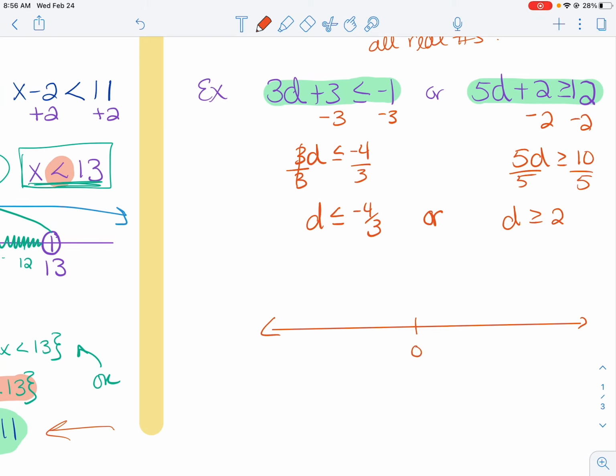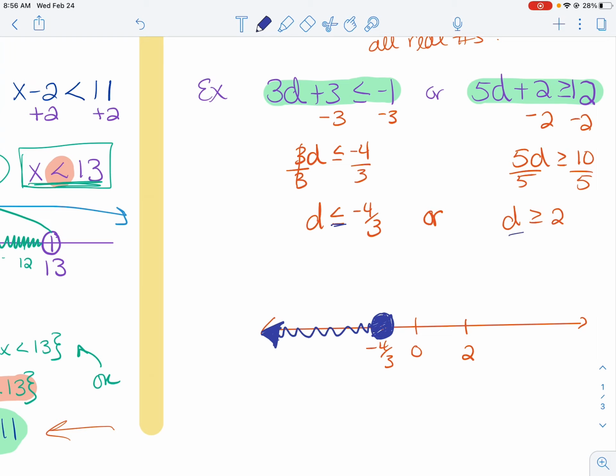Okay? So let's graph that on a number line and see what that looks like. So we have 0 in the middle here. -4/3 is -1 1/3. So it's about here. And then 2 would be about there. All right. So I'm going to circle -4/3. Because of the equal to, I'm also going to fill that in. And then we have all the values less than or equal to -4/3. So that would be everything in this direction.